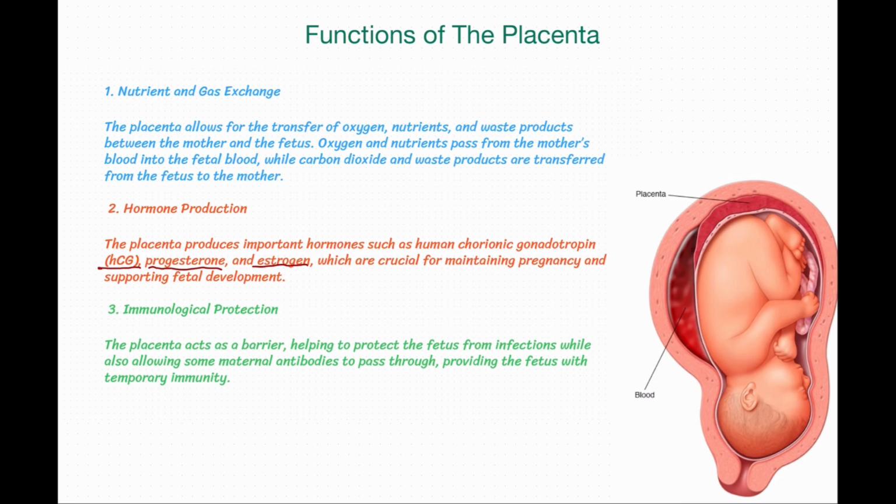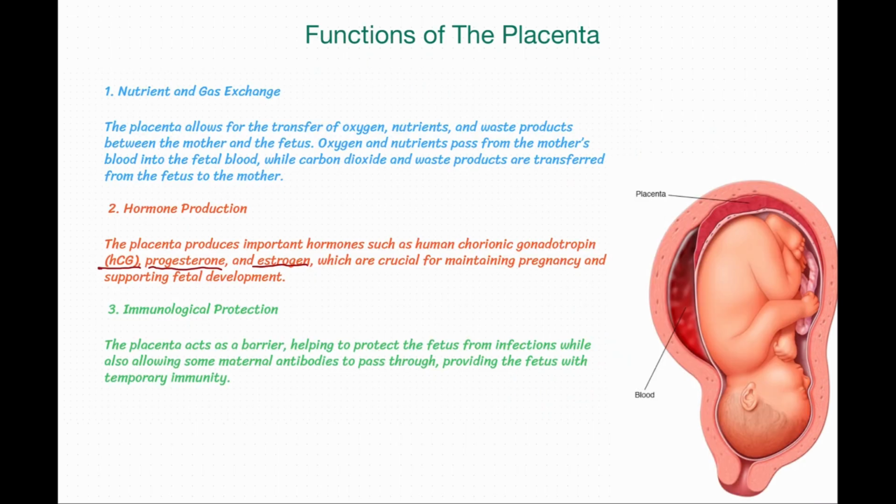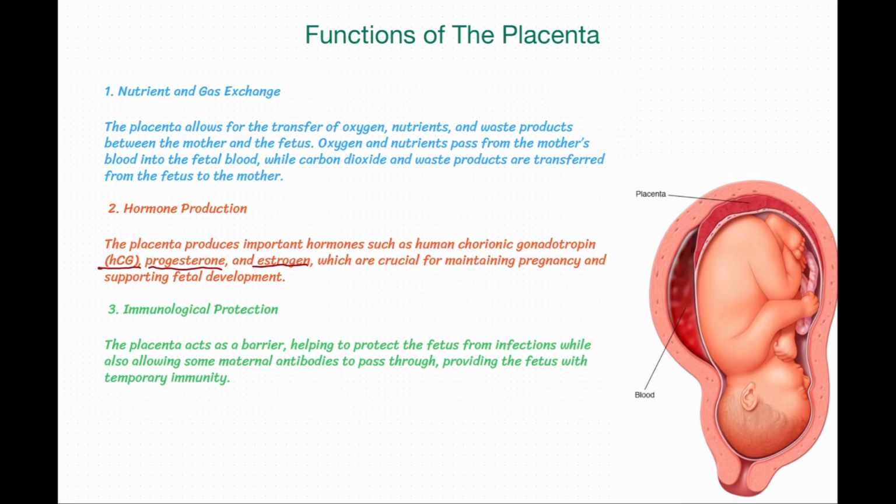I'll have a list somewhere up here for you guys. Again, all of these are important. What happens if there's a defect in the placenta and it's not able to produce relaxin? Then it's going to be very hard to prepare that mother for labor, and her cervix may not be softening how it's supposed to. So again, the placenta is here for nutrient and gas exchange and hormone production. And then lastly, we have immune protection.